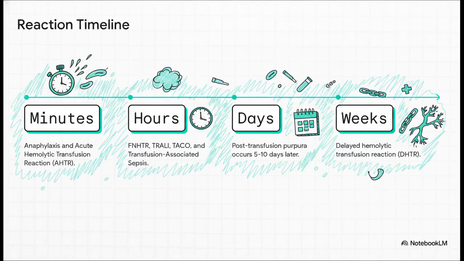Okay, let's step back and map all of this out. The timing of symptom onset is basically your biggest cheat code for multiple choice questions. If a reaction happens in literally seconds to minutes, you should immediately be thinking anaphylaxis or acute hemolysis. If it takes a few hours, you're probably looking at FNHTR, TRALI, TACO, or sepsis. If we're talking days, that points toward post-transfusion purpura. And if it's weeks, that strongly suggests a delayed hemolytic reaction. Seriously, lock this timeline in your brain.